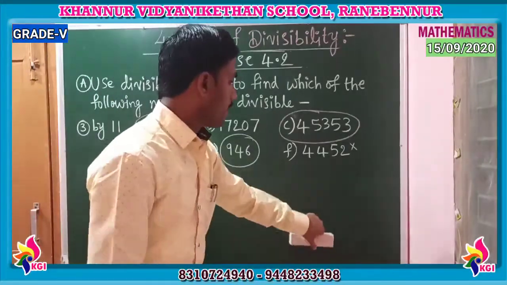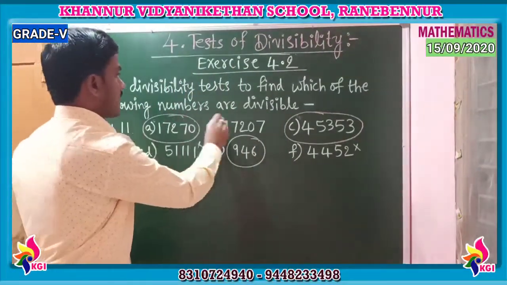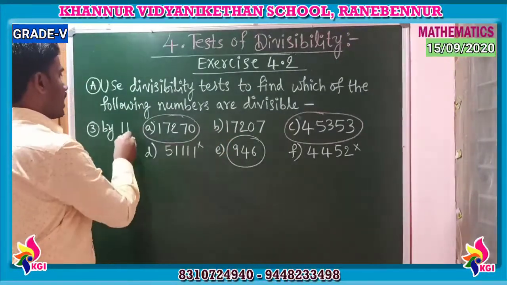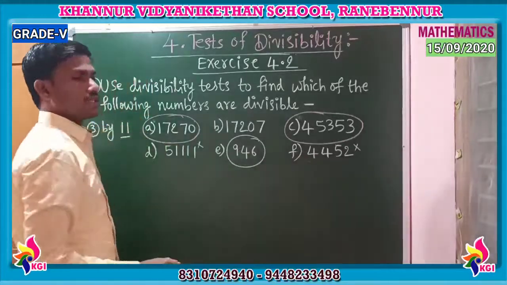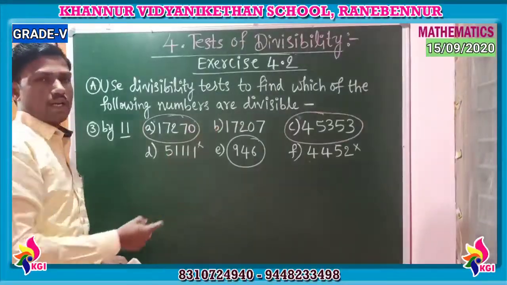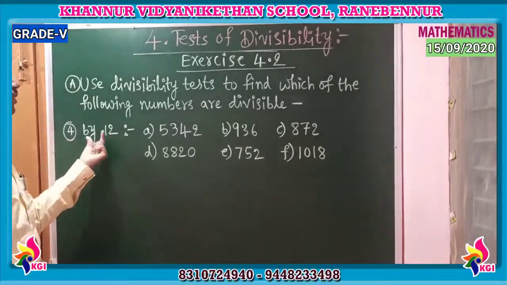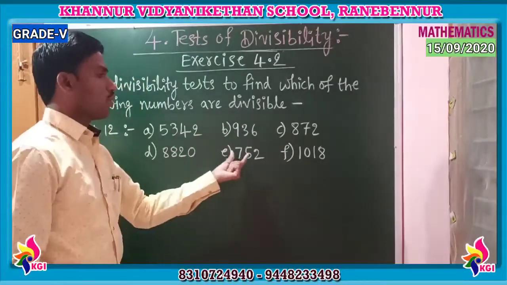With the help of this divisibility by 11 rule, A, C and E are divisible by 11, and B, D and F are not divisible by 11. This is your fourth question in the main. Now divisibility by 12: whether these numbers are divisible by 12 or not.